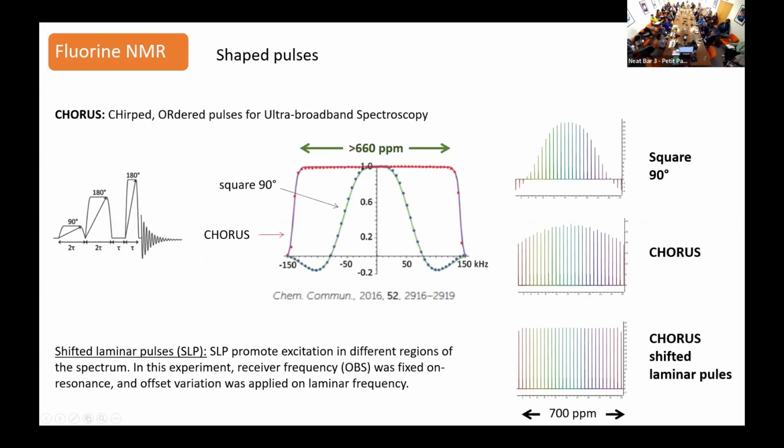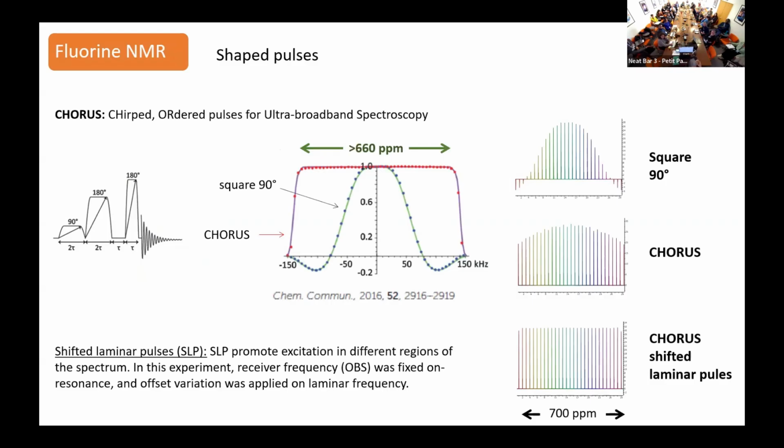The other option was to use shaped pulses. This is the paper that developed this sequence named CHORUS. It's from 2016 from the University of Manchester. And they compared this sequence with a square 90 degrees pulse.